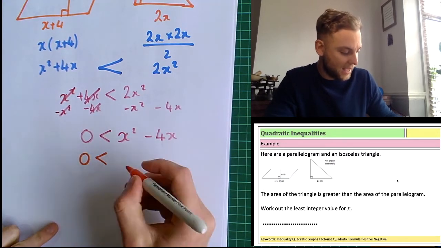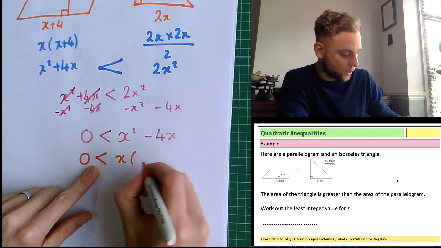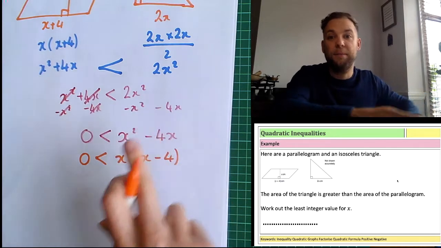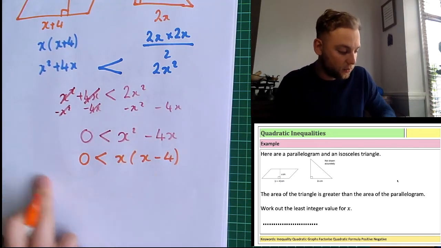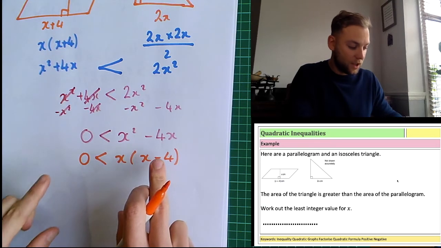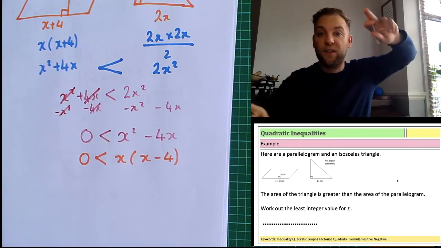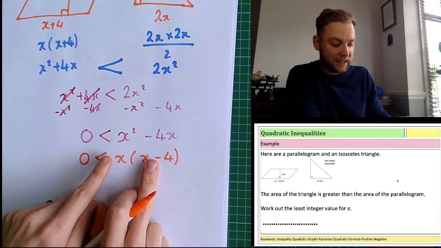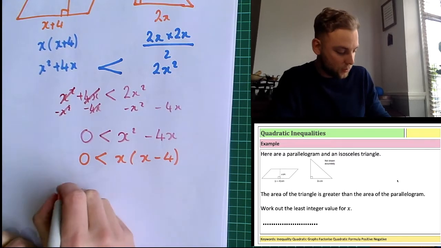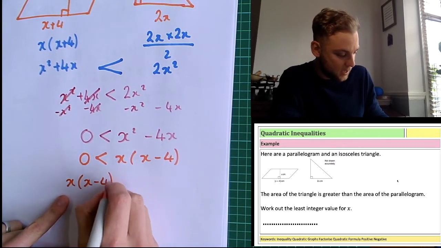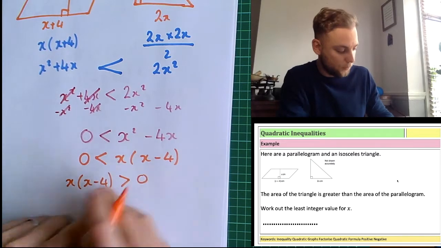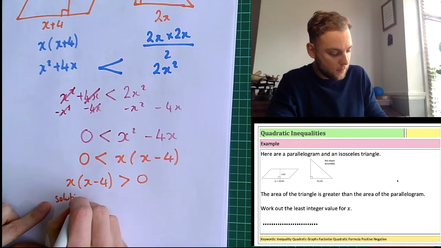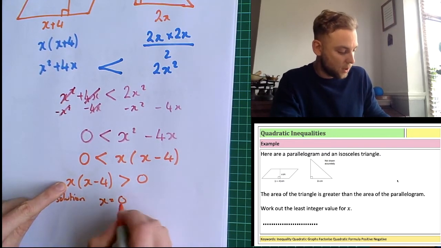So 0 is less than x(x - 4). Okay, now I'm actually going to flip this right round because I prefer to have the equation on the left hand side. But if I flip the equation right round, I also need to flip the inequality round as well, because this one here always needs to stay bigger or greater than 0. So I'm going to say that this here, it's exactly the same, is greater than 0. Brilliant. Okay, so my two solutions here are equal to when x is equal to 0 or when x is equal to 4.